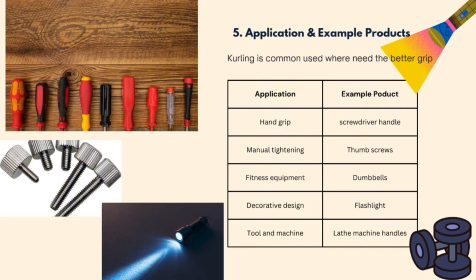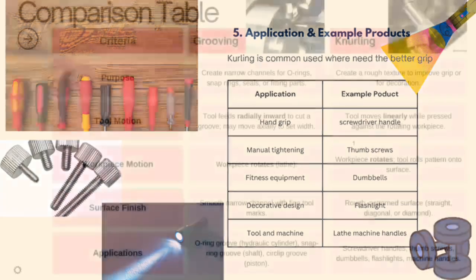5. Tool and machine controls. Knurled surfaces help operators safely adjust levers or handles, even with oily hands. Example products: screwdriver handles. The knurled texture prevents slipping and helps apply more turning force. Thumb screws, designed to be turned using fingers only. Knurling gives better friction for tightening. Dumbbells, handles are knurled so they won't slip from the user's hands during exercise. Flashlight bodies. Knurling ensures the flashlight stays secure even in wet or outdoor conditions. Lathe machine handles. Machine operators can grip the handles safely, reducing the chance of accidents.